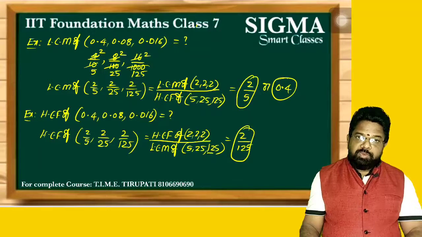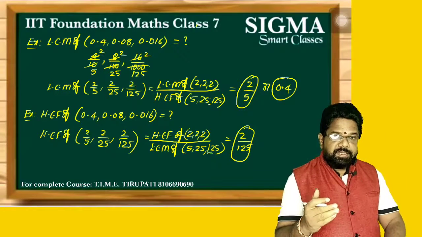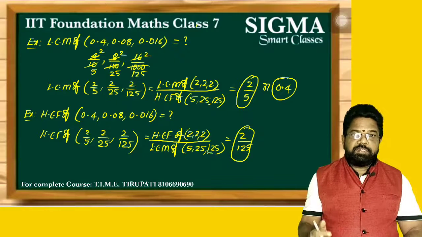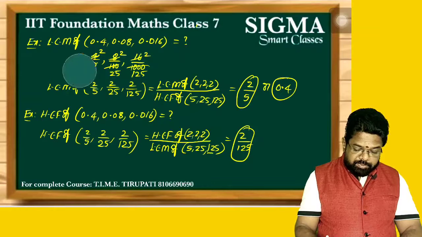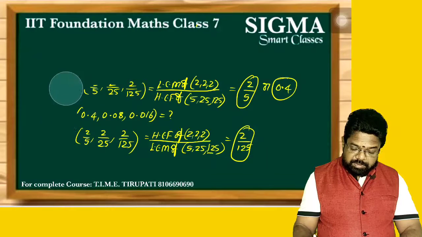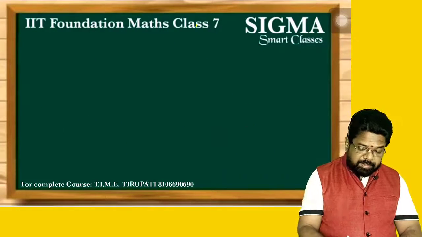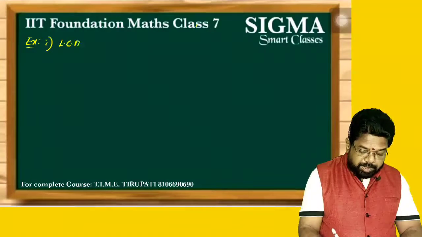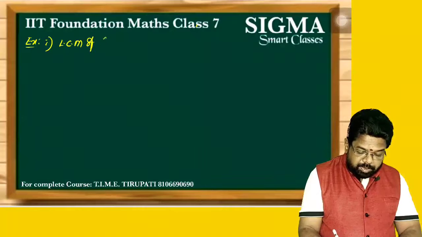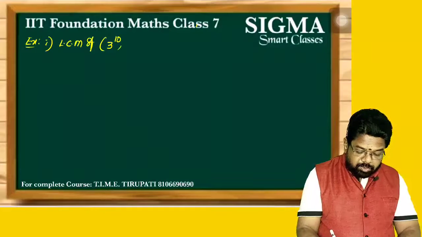Up to now, what did we learn? For fractions, how can you calculate the LCM and HCF? For decimal values, how can you calculate the LCM and HCF? The next one is, suppose the values are given in powers, how can we calculate the LCM and HCF? See here, observe the example. Let it be the LCM of 3 power 10, 3 power 12, 3 power 8, 3 power 15.